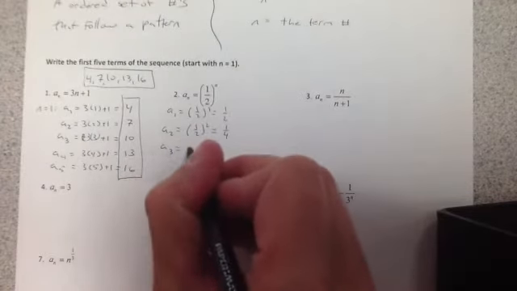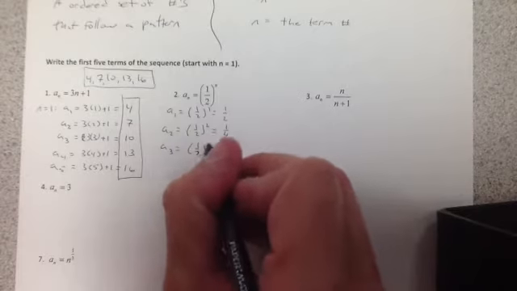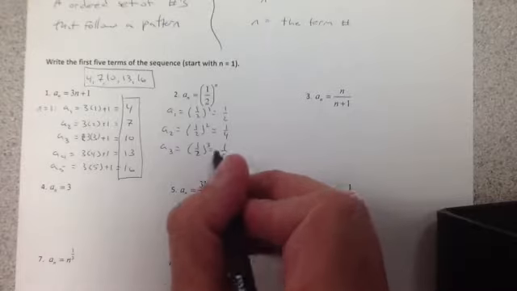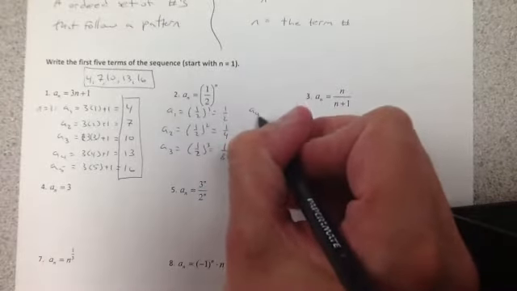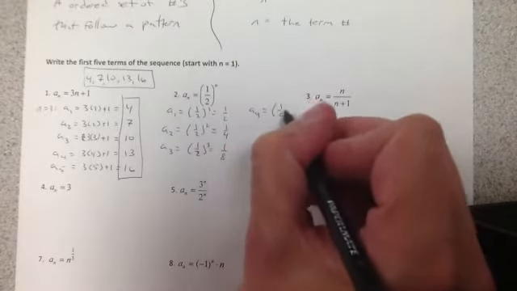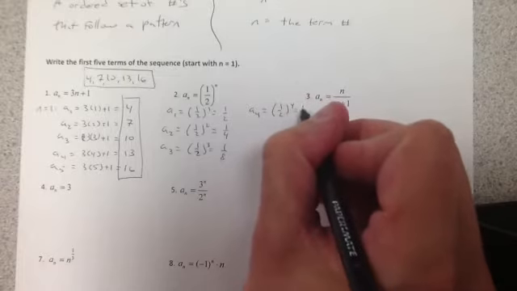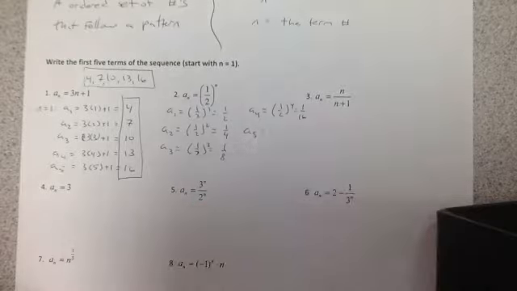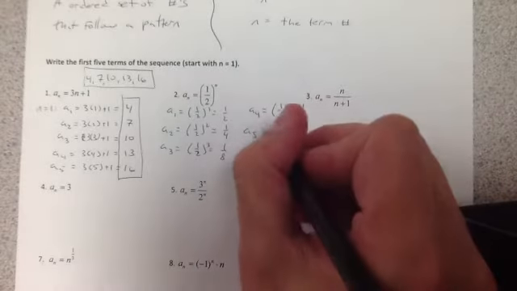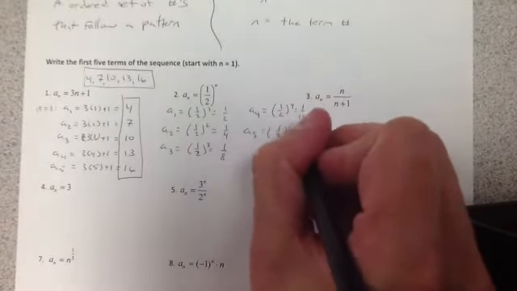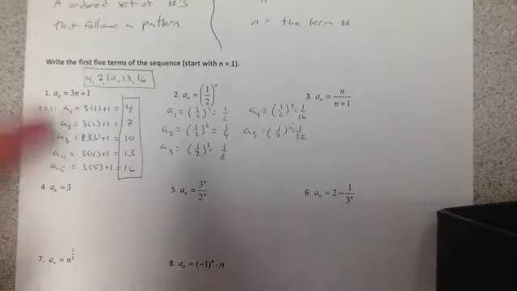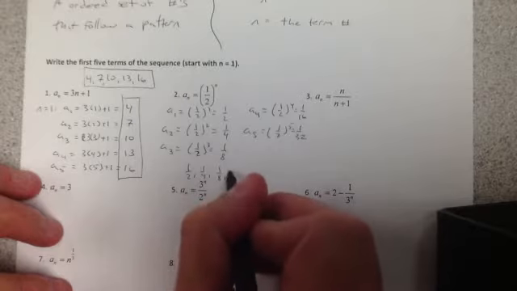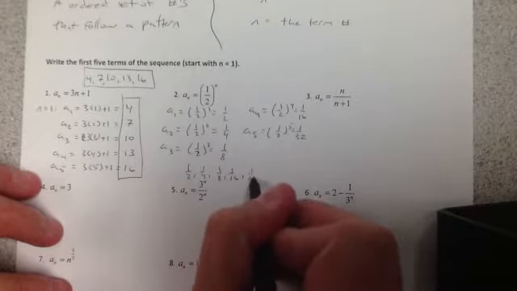Let n be 3, we get 1 over 2 cubed. And we get 1 on top. 2 cubed is 8. Let n be 4. We get 1/2 to the fourth, which is 1 over 16. And a sub 5, to get the fifth term, very easy, 1/2 to the fifth, which is 1 over 32. And list them out. 1/2, 1/4, 1/8, 1/16, 1/32.